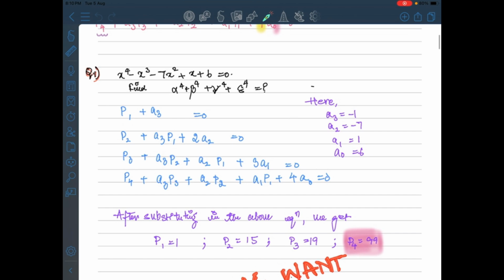So for this question, if the roots are alpha, beta, gamma and delta, then alpha power 4 plus beta power 4 plus gamma power 4 plus delta power 4 is going to be 99. I hope this is clear.